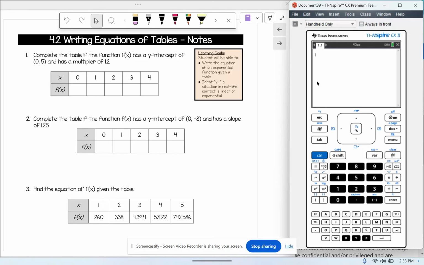So in this class, you really just learned how to write equations of tables that end up being linear or exponential. So if you can wrap your head around the methods that we go through today, you should be pretty set for writing equations from tables.